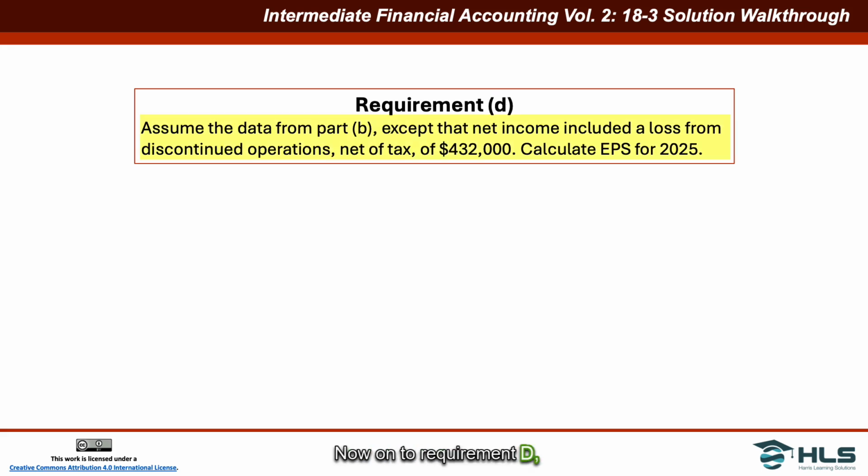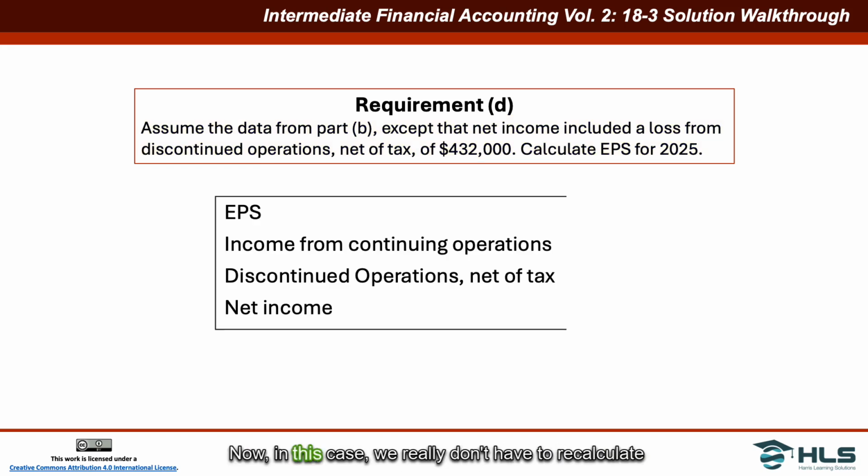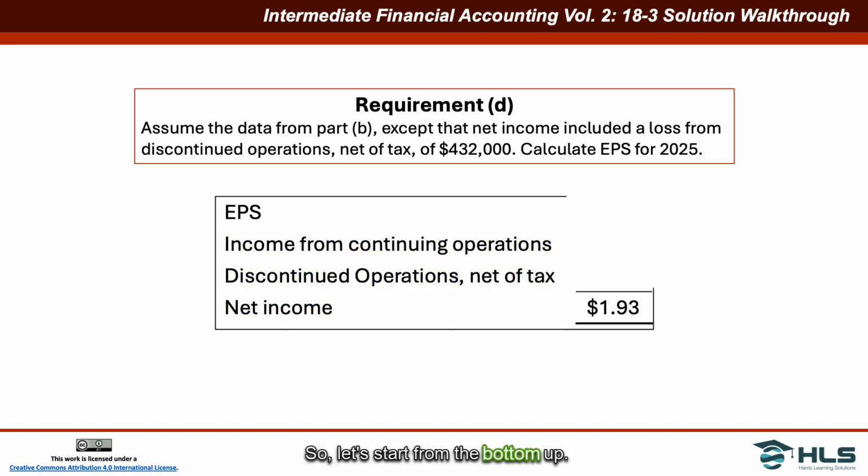Now onto requirement D, where we're to assume the data from Part B, except that net income included a loss from discontinued operations, net of tax, of $432,000. We want to calculate the EPS for 2025 again. Now, in this case, we really don't have to recalculate the earnings per share, but rather we have to make sure that we properly disclose the earnings per share and allocate the basic EPS between income from continuing operations and discontinued operations. So let's start from the bottom up.